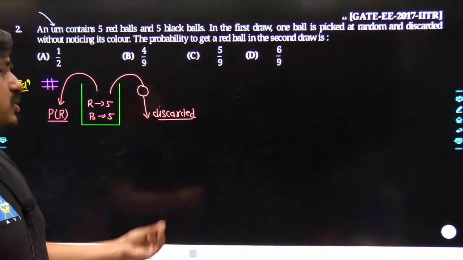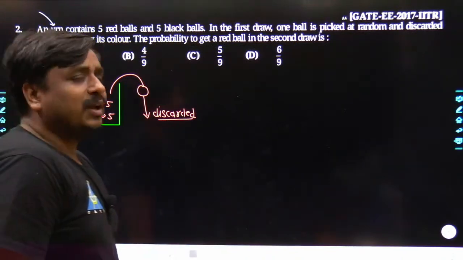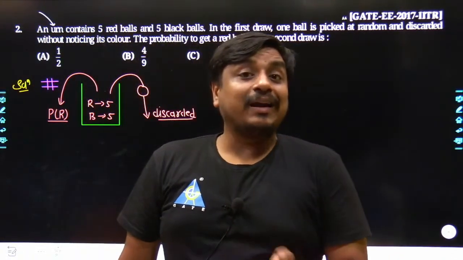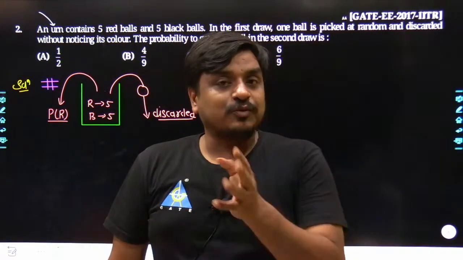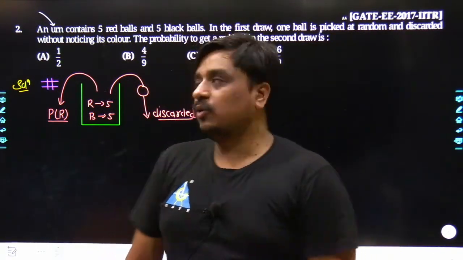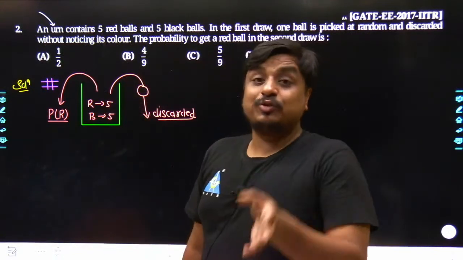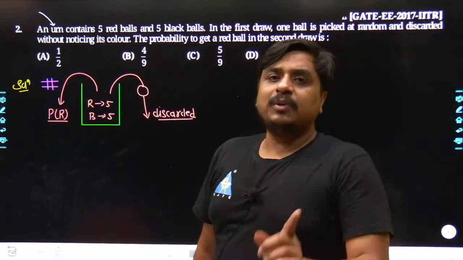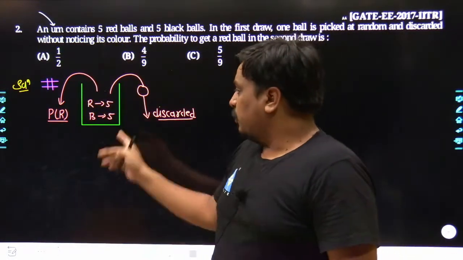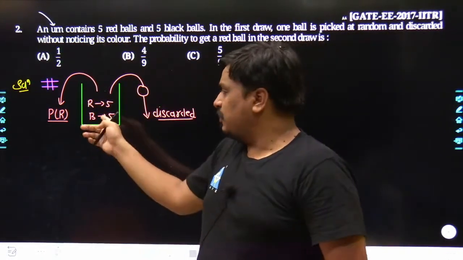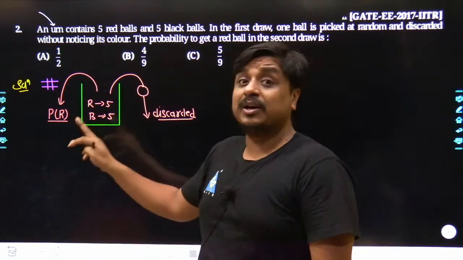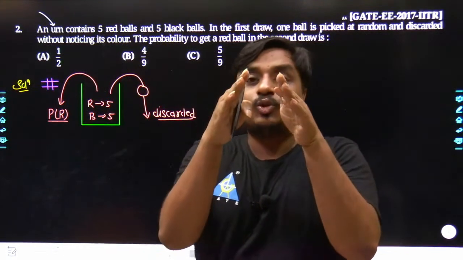Again, what I am saying is, just try to make a tree structure. Why am I making a tree structure? Because the first ball which has been discarded could have been red or black. If the first ball discarded was red, the number of balls left is 9, but the number of red balls is reduced from 5 to 4. Similarly, the other alternative is that the ball discarded the first time was black, so the total number of balls is reduced to 9, and the number of black balls is reduced to 4. So you have 2 different alternatives.